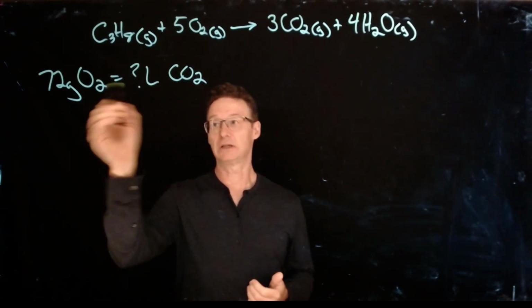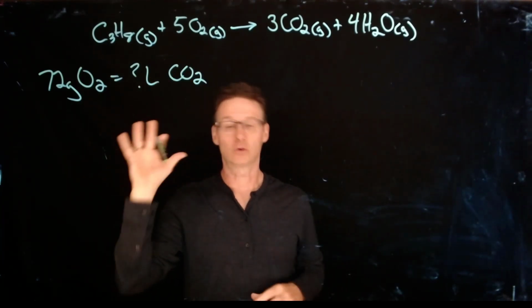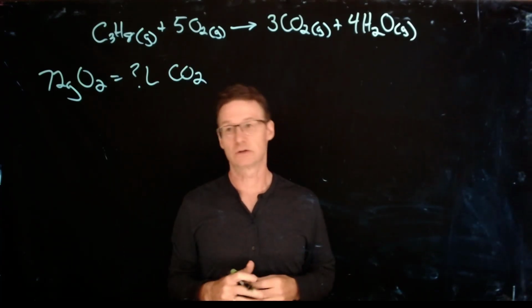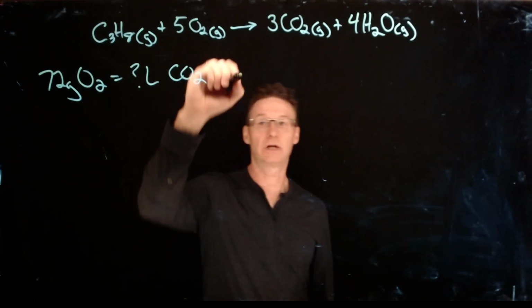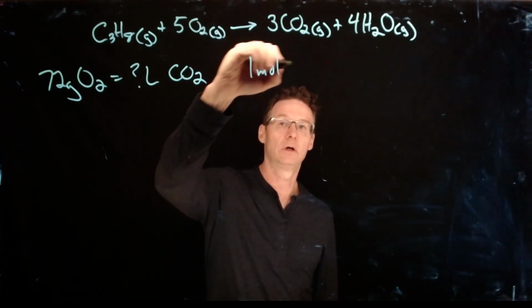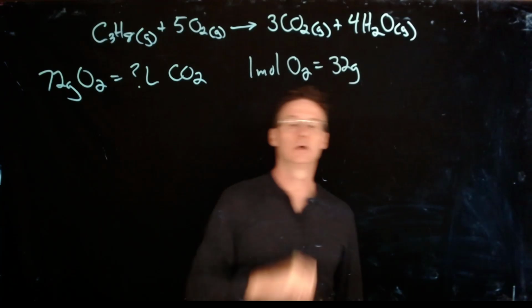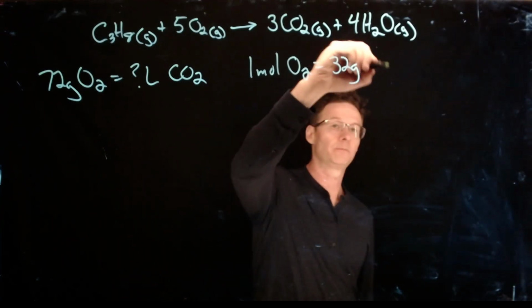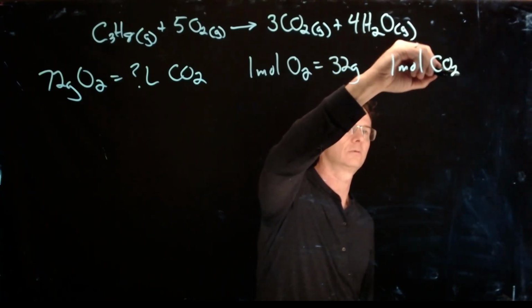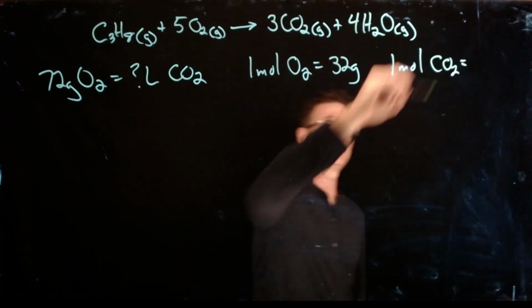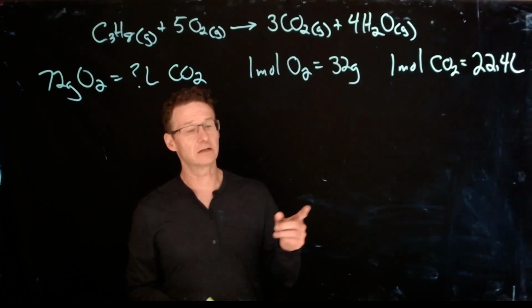So let's take a look at the O2 first. Whenever you're converting and involving things like grams and liters and chemical reactions, everything kind of goes through the center, which is moles. So we're going to have a conversion factor of 1 mole of O2 gas has a mass of 32 grams. We're also going to have a volume and a mole conversion for CO2. 1 mole of CO2 under what are called standard conditions has a volume of 22.4 liters. So we need that conversion factor.